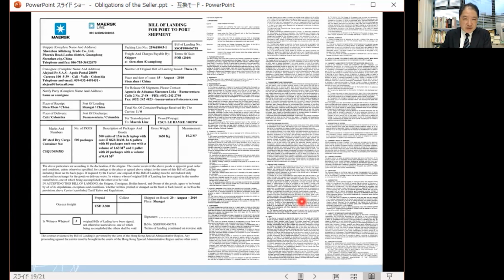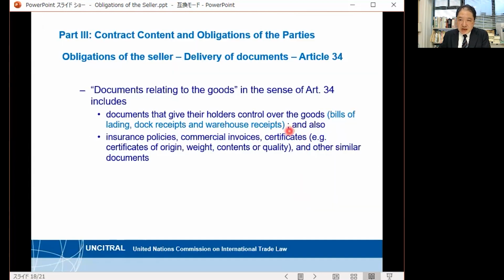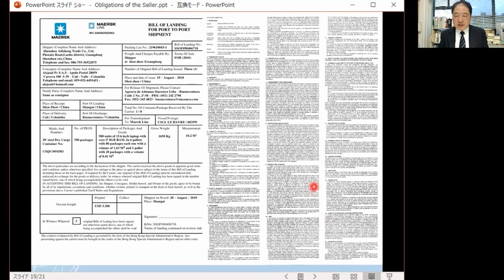Oh, and this is an example of a bill of lading, which I have just mentioned as one example of a document that gives its holder control over the goods. So it works that the seller will ship the goods through a carrier. The carrier will issue a bill of lading. The seller will send that bill of lading to the buyer, and the buyer will present that bill of lading to the carrier in order to take over the goods. So that's how bills of lading work. And these are clearly documents that the seller must hand over to the buyer.